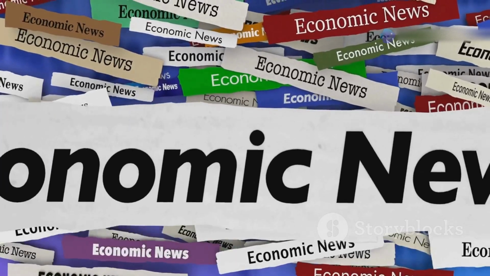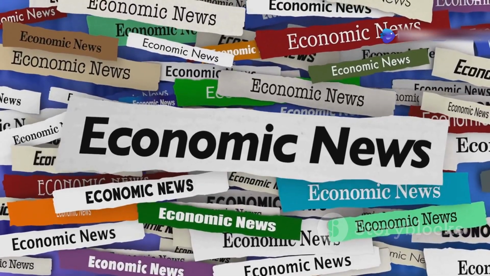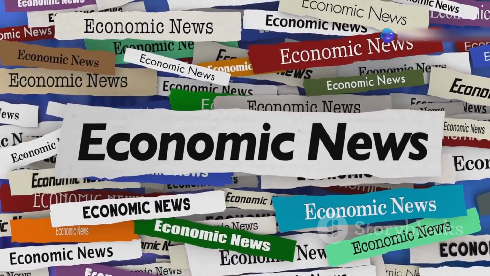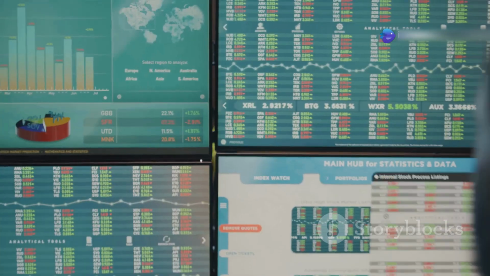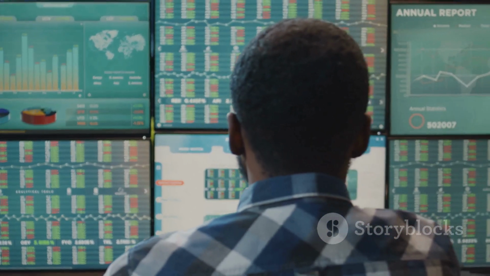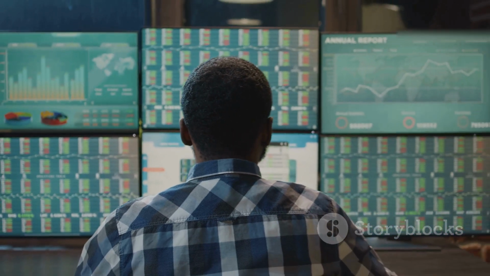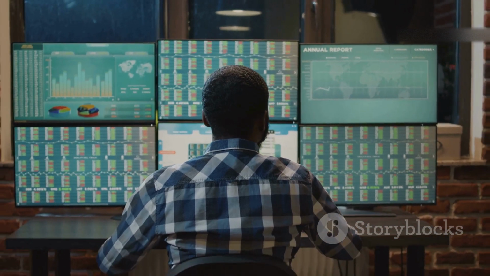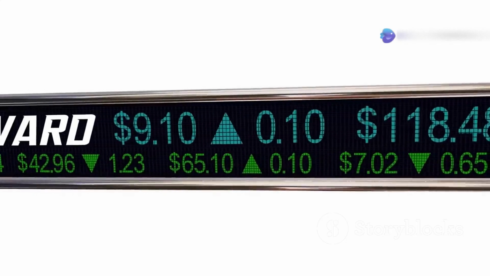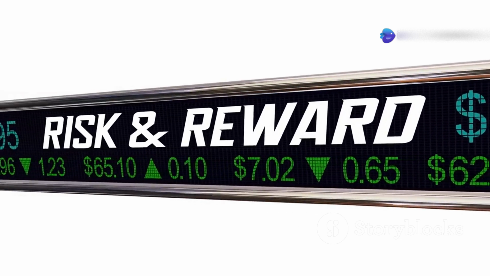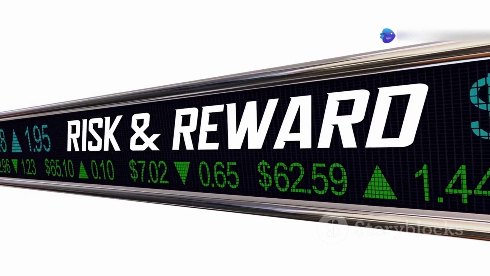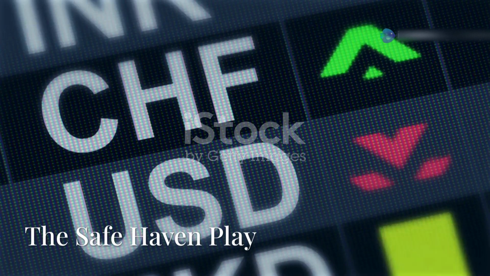Plus, it's heavily influenced by both the US and UK economies, which means there's always something moving the markets. Whether it's interest rate decisions, economic reports, or even political events, there's never a dull moment with the GBP-USD. Just remember, with higher volatility comes higher risk, so it's important to manage your risk carefully with this pair.